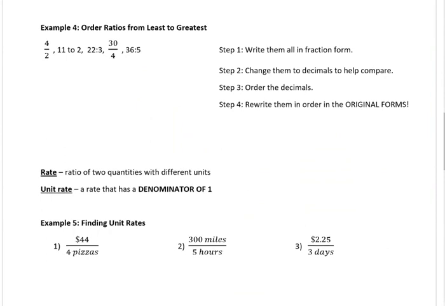Example 4, ordering ratios from least to greatest. Okay, here we definitely need them all in the same form. Okay, so I have a bunch of different forms of ratios. I'm going to say fractions is the easiest one to work with, the most common one. So I'm just going to start by rewriting all of my ratios so that they look like fractions.